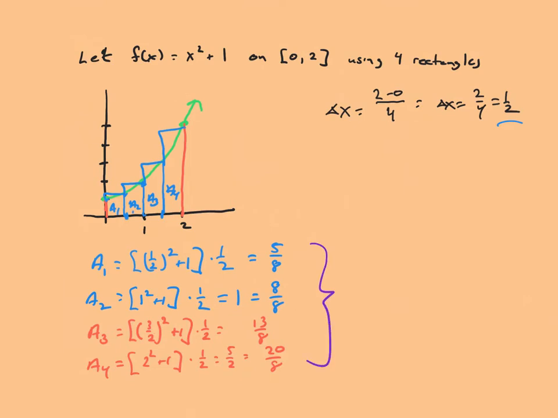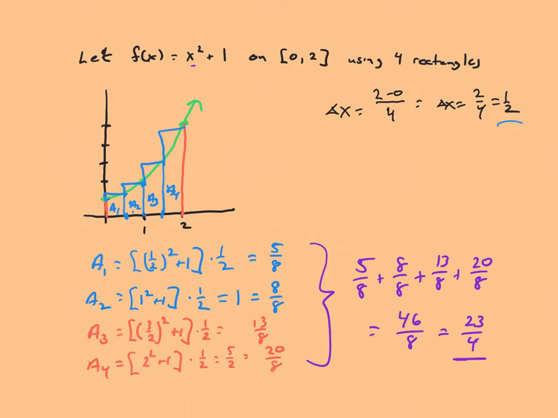I'm just going to add those up. So I'm going to take the 5/8 plus 8/8 plus 13/8 plus 20/8. I'll add that up. So 5 plus 8 is 13, plus 13 is 26, plus 20 is 46. So the result there is going to be 46/8. Or if I reduce that, that's 23/4. So that is going to be my approximate area between the x-axis and f of x equals x squared plus 1 from 0 to 2.